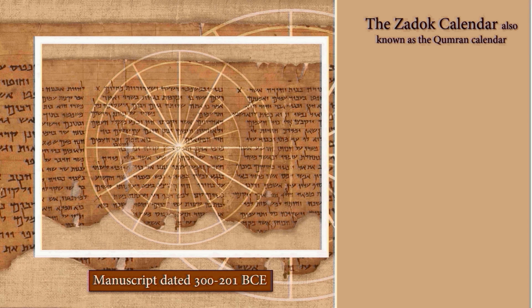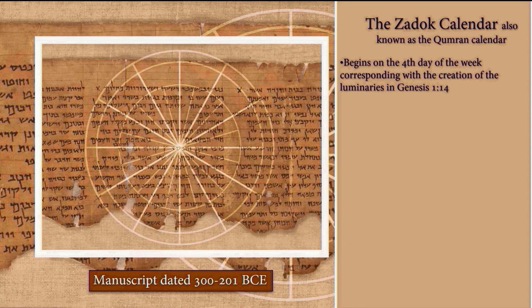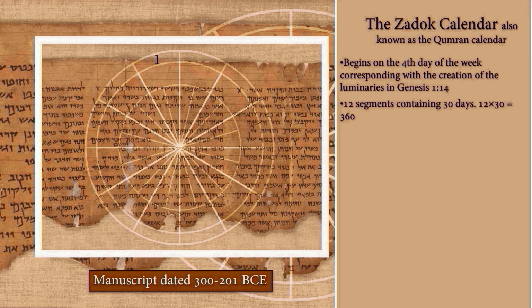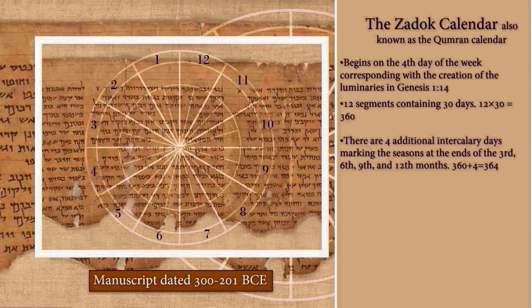Now, the scrolls found at Qumran give evidence that a different calendar was being honored by some, the Zadok calendar, also known as the Qumran calendar. And in this, the year begins on the 4th day of the week, corresponding with the creation of the luminaries in Genesis 1:14, because they were created on the 4th day. And there are 12 segments consisting of 30 days each. There are 4 additional intercalary days marking the season at the ends of the 3rd, the 6th, the 9th, and the 12th month. So it brings you up to a total of 364 days.